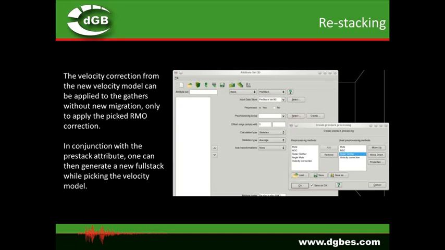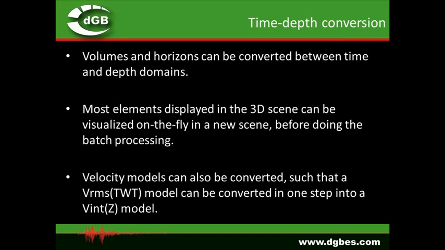The time depth conversion can be done for volumes and horizons, and that is something you can perform back and forth between time and depth surveys. Most elements displayed in the 3D scene, however, can be visualized on the fly in a new scene before doing the batch processing of your data. Velocity models can be converted, as I said, directly in such a way that you can go in one step from a time domain RMS velocity volume into a depth domain interval velocity volume.